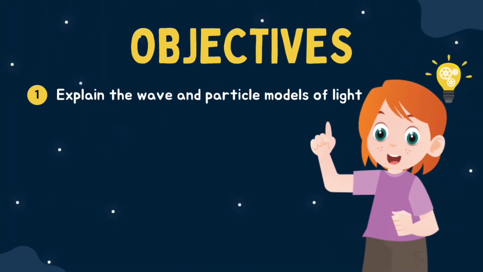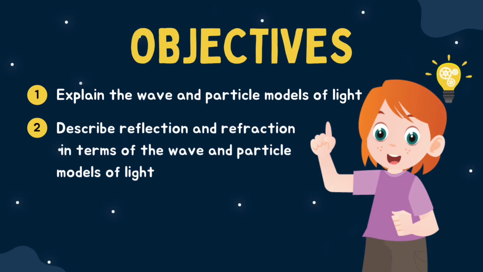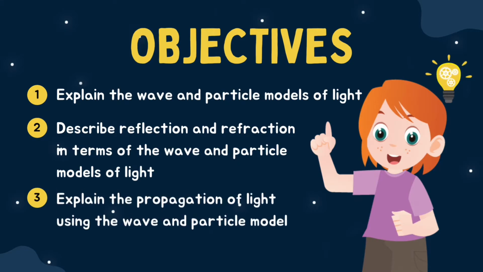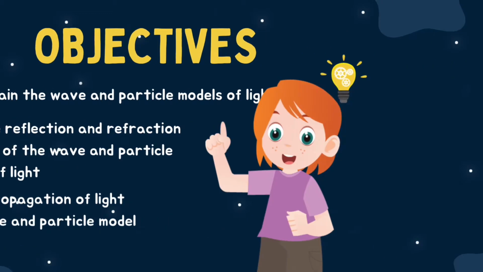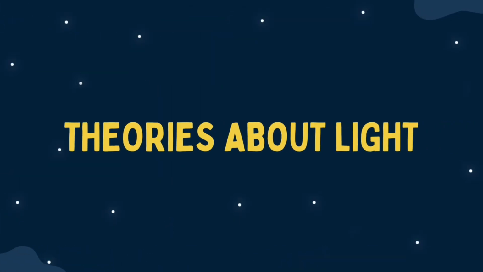The objectives of this video are to, number 1, explain the wave and particle models of light. Number 2, describe reflection and refraction in terms of the wave and particle models of light. Number 3, explain the propagation of light using the wave and particle models. So, let's begin the discussion with the theories about light.